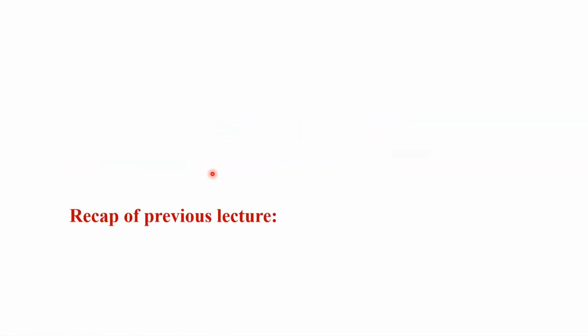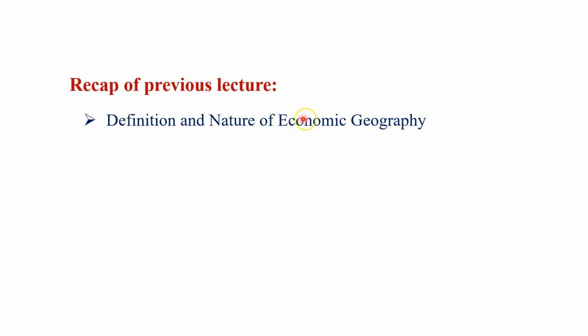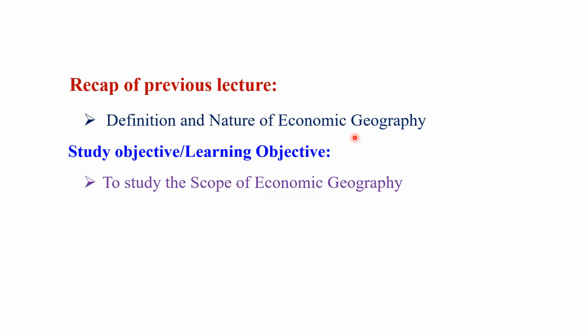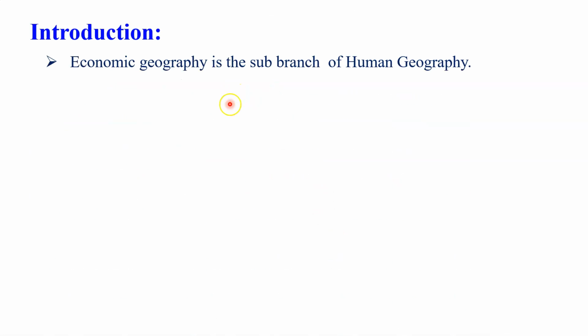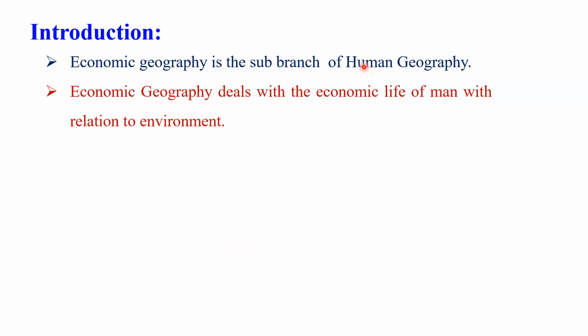Dear student, in our last lecture we discussed the definition and the nature of economic geography. In today's lecture, we will discuss the scope of economic geography. You know that economic geography is a very important sub-branch of human geography. Economic geography deals with the economic life of man in relation to environment. Especially, we are talking about the physical environment around us that affects the economic life of man, meaning the economic activities of human beings.